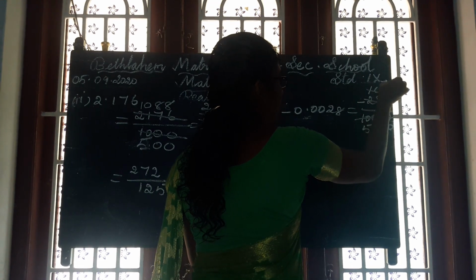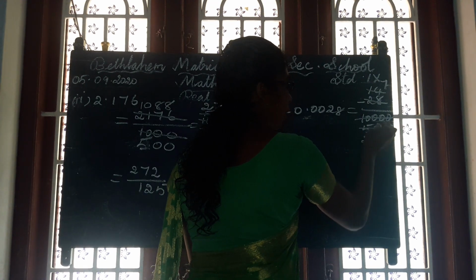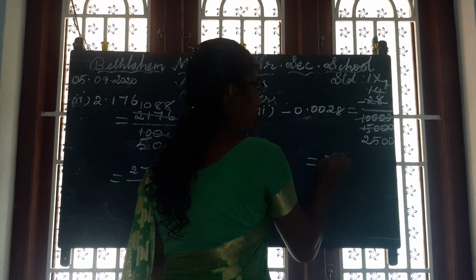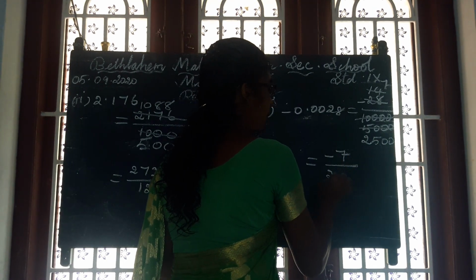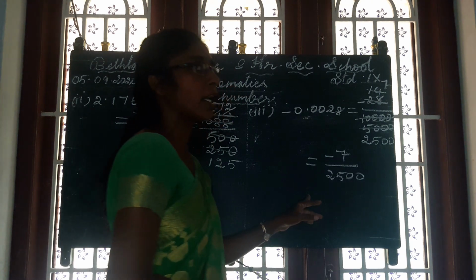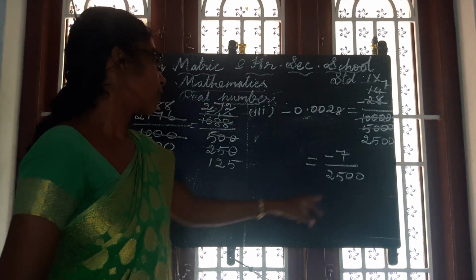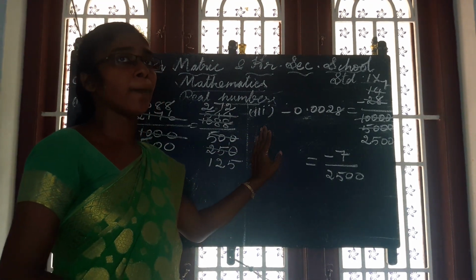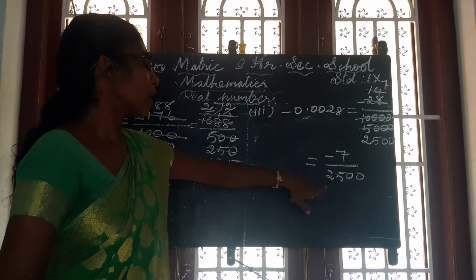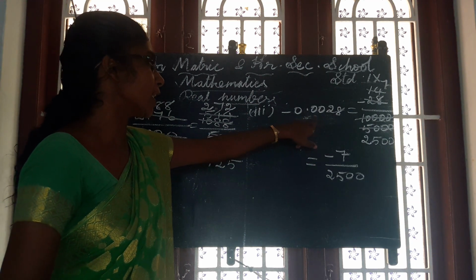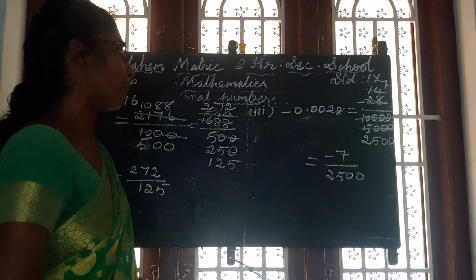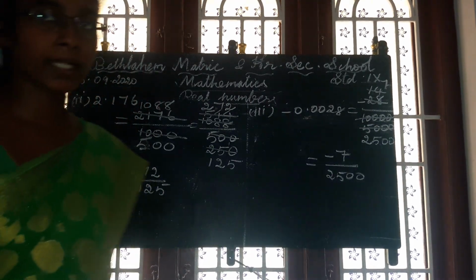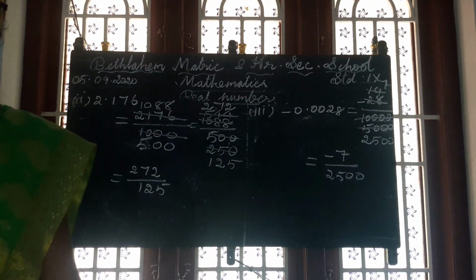Next, 7 times here: 2 2s are 4, 1 balance, 5 2s are 10, 0, 0. So it's equal to minus 7 by 2,500. Okay, have you understood that? Converting terminating decimal numbers into rational numbers, we have to do like this. Okay, next we can go for the next problem.